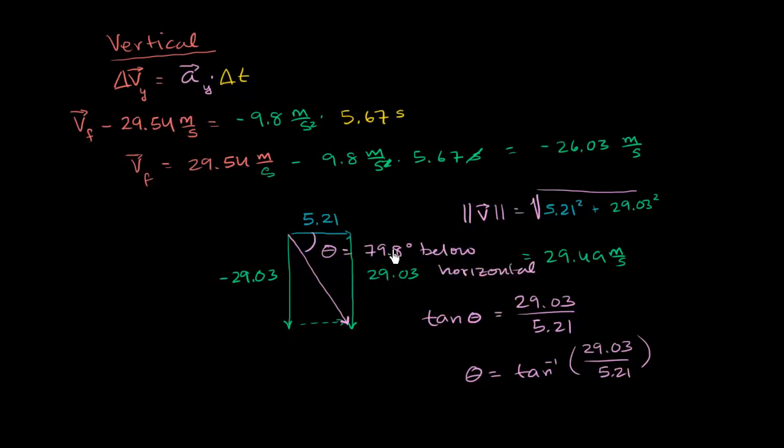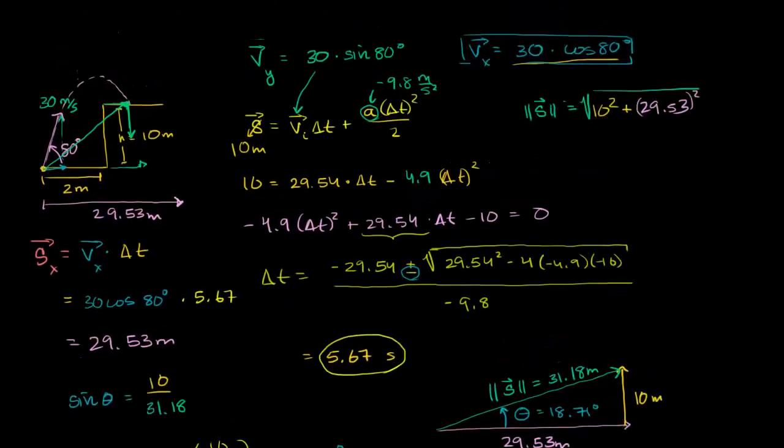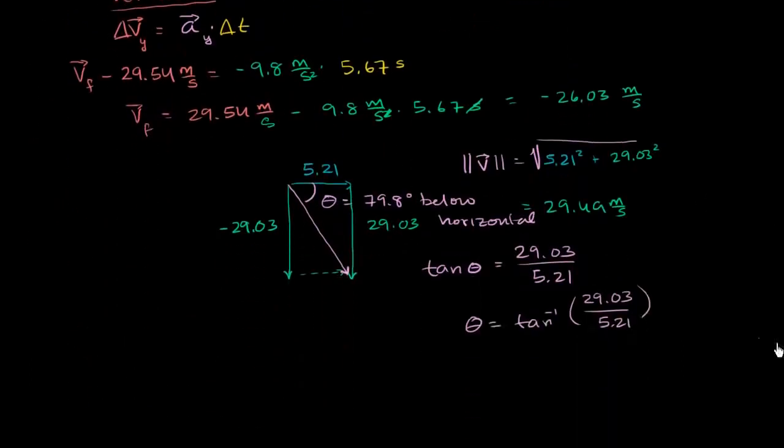But what's neat about this is we figured out our final velocity vector, the entire vector. We know what that entire vector is. It is 29.49 meters per second at 79.8 degrees below the horizontal.